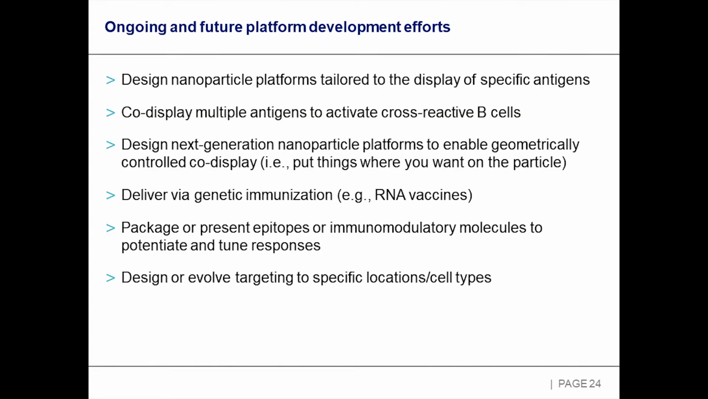So things that we're doing now. We're designing new nanoparticle platforms that are really specifically tailored to the display of specific antigens, and we've done this in several cases now and shown that you do get more robust particles out of that. We're co-displaying multiple antigens on the same particle in an attempt to activate cross-reactive B cells. Again, because of this in vitro assembly reaction, you can put into that reaction nanoparticle subunits that have different antigenic variants and make particles co-displaying those, and preliminary data is looking very promising there.